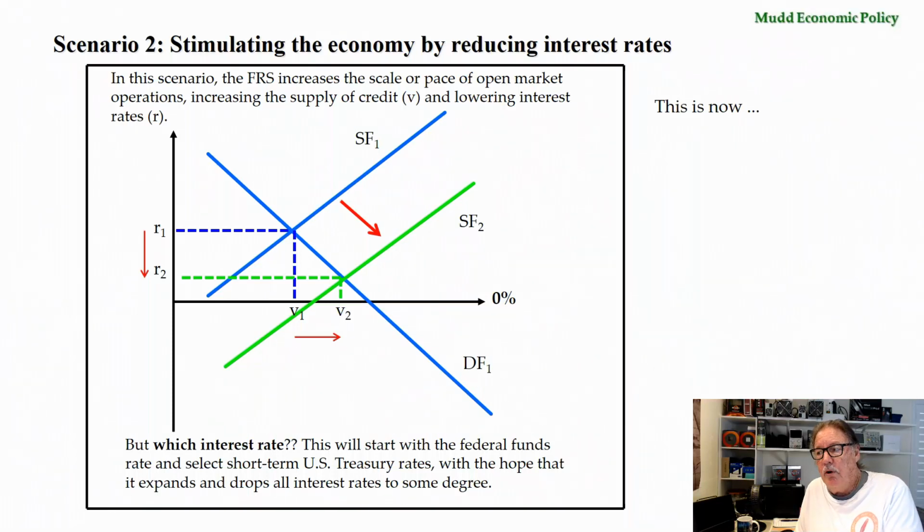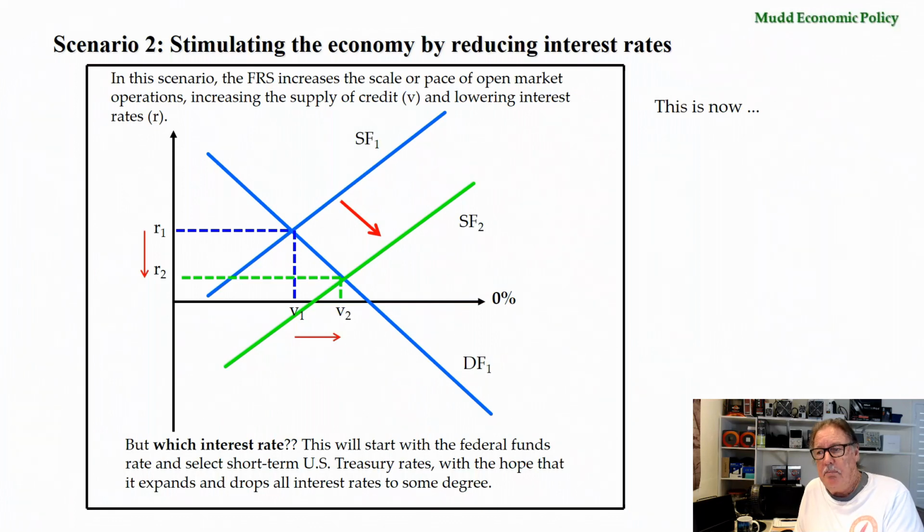Now, so far, up until the last lecture, when we said the Federal Reserve System increased the supply of funds, we never said how they did it. Now you know how they do it. They do it through open market operations. So now we understand the mechanism that shifts the supply of funds line from SF1 in this diagram here to SF2. Let's take a look at scenario 2 also in the macro-sem model.